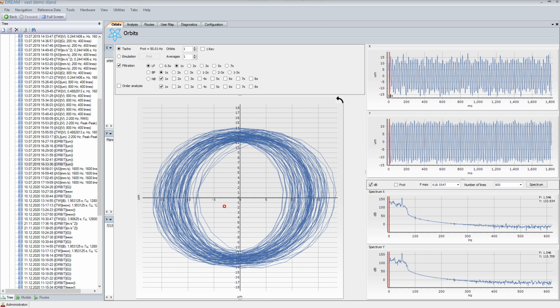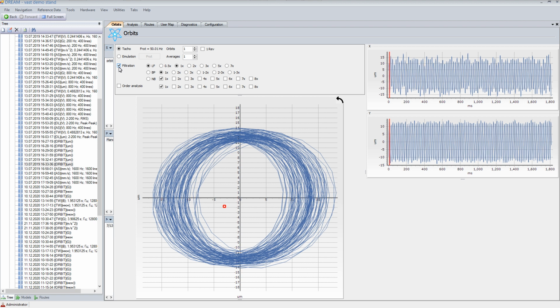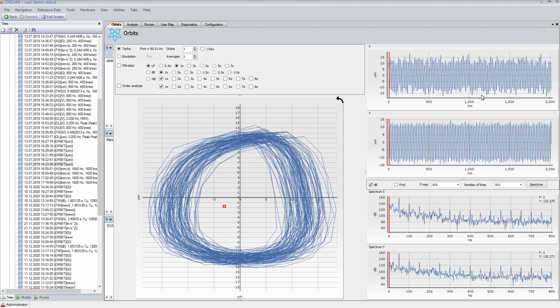The orbits are measured with two proximeters or other sensors in two directions. So this is the time domain signal measured for 1.8 seconds, or if I switch off filtration it will be for 2 seconds, on the vertical and horizontal direction. So this is X and Y time domain signals.